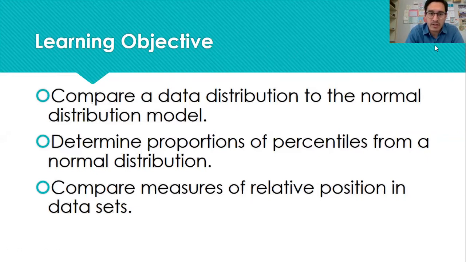Let's see, the first objective says to compare data distribution to the normal distribution model, determine proportions of percentiles from a normal distribution, and compare measures of relative position in data sets. Okay. So we're going to focus on just the first two objectives, which is to look at the normal model and then figure out proportions and percentiles.